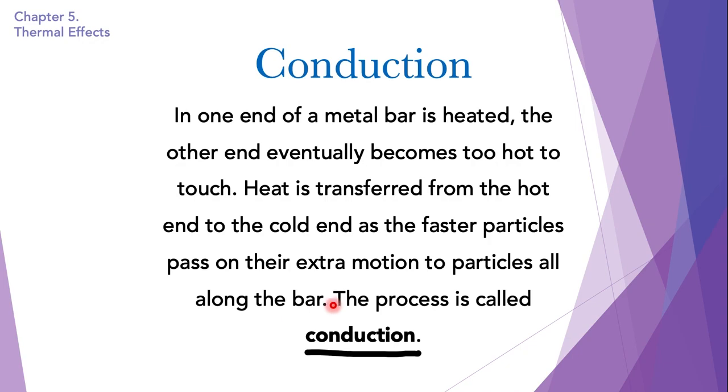So, we have a metal bar, for example. If one end of a metal bar is heated, the other end eventually becomes too hot to touch as well. What happens is that heat is transferred from the hot end to the cold end as the faster particles pass on their extra motion to particles all along the bar. Now this process is called conduction. When the faster particles pass on their extra motion to particles all along the material, this is called conduction.